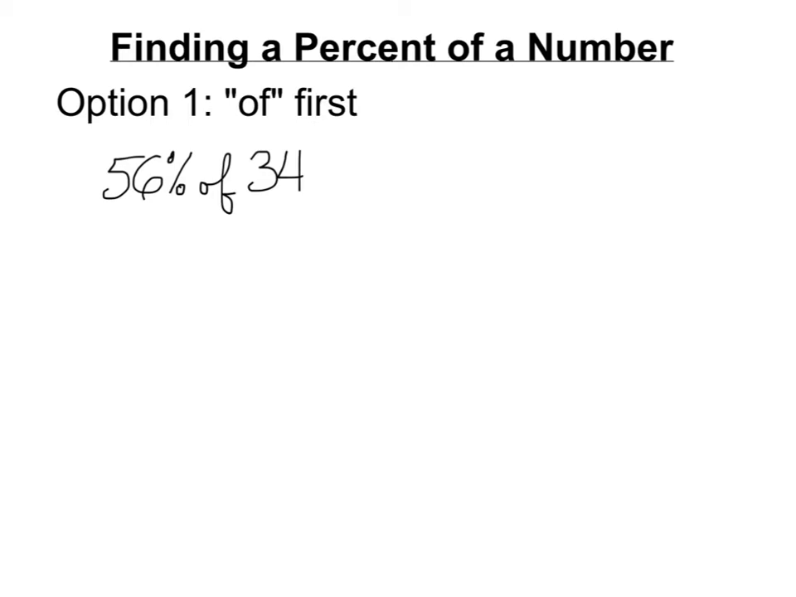So we're going to call option 1 taking care of the "of" first. So "of" means to multiply. So this means 56% times 34. Now I'm going to do a little bit of scratch work here. So 56 times 34.